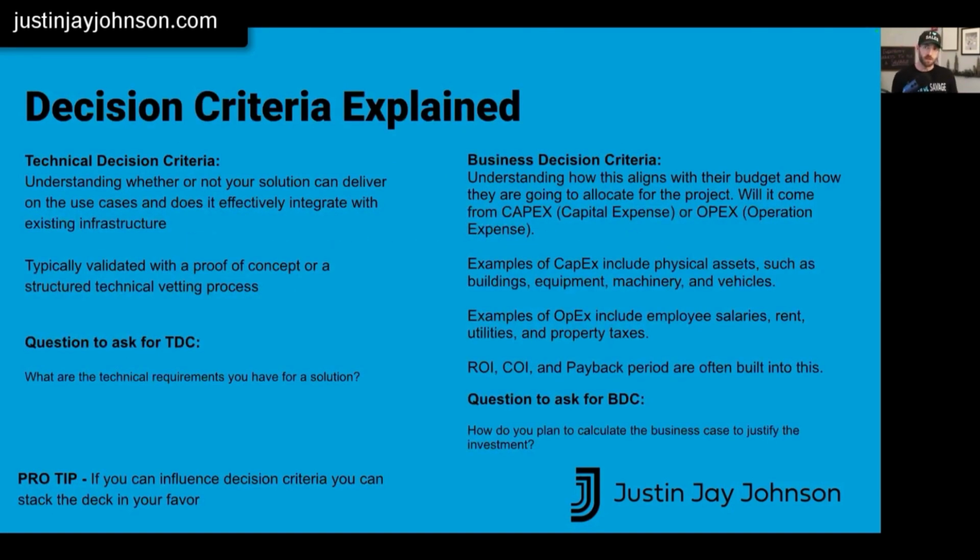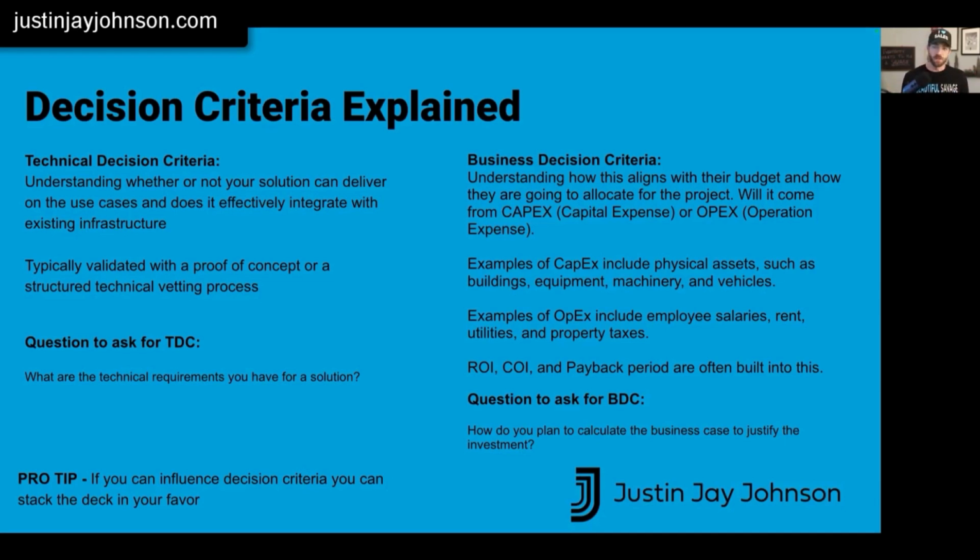Let's move on to decision criteria. There are two different ways to look at decision criteria. There's technical decision criteria, aka can we physically do what they're looking for in a solution? Then there's business criteria, aka where is the funding for this solution going to come from? And you need to ask those questions. So on the technical side, hey, what are the technical requirements that you have? Get clear on those, get black and white.